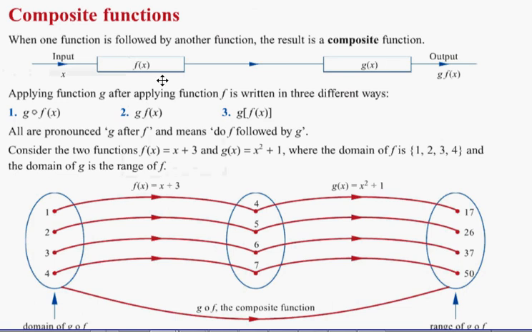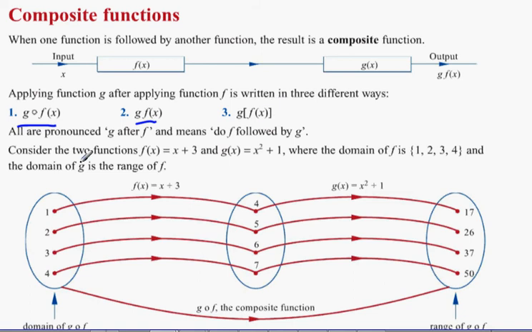Composite functions, okay? When one function is followed by another function, the result is a composite function. Applying a function g after applying a function f is written three different ways. This is what's called g after f of x. Once again, g after f of x, and another way of saying g after f of x. But let me explain what that means, okay?